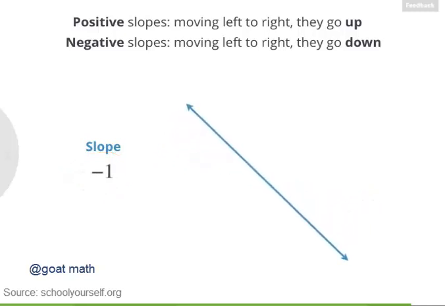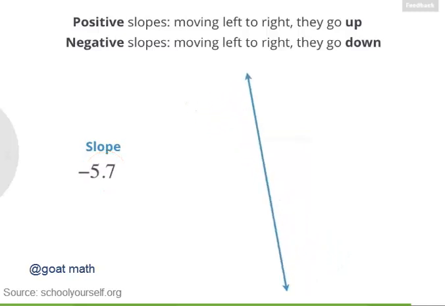Here's a line with a slope of negative 1. If you pick any 2 points on the line, the horizontal and vertical distances have the same length, but one is positive while the other is negative, so our slope is indeed negative 1. And here's a steeper line with a negative slope. It's even more negative, negative 5.7.